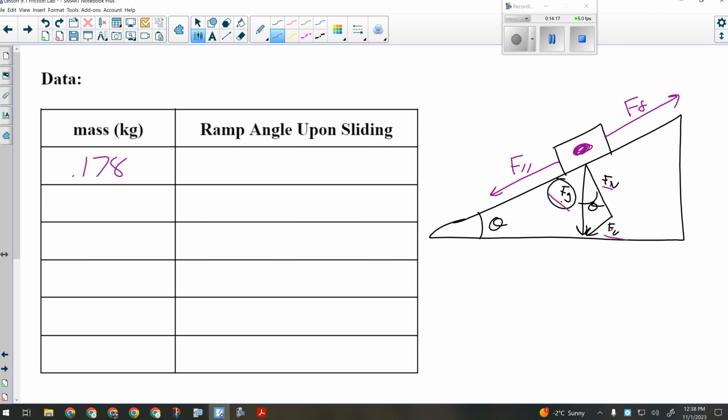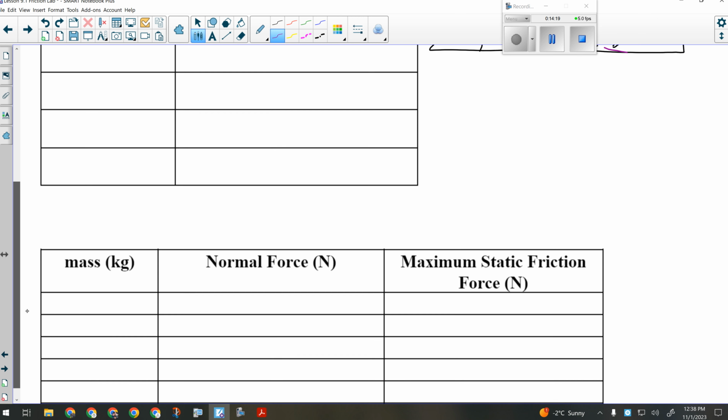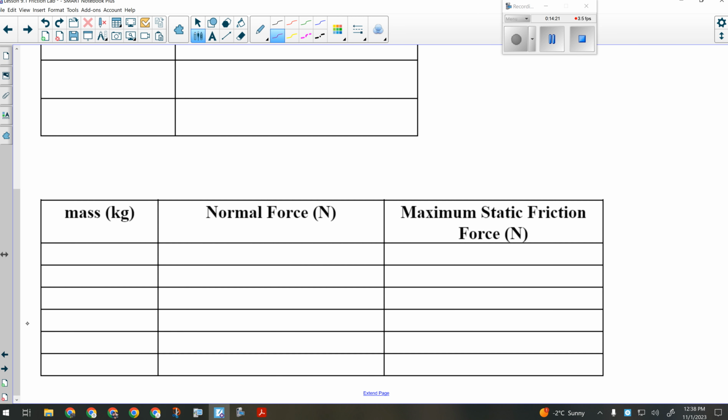So when we get to these charts, okay, you're going to calculate your normal force. Okay, remember that that's going to be force of gravity times the cos of theta. Okay, for our static friction, that's going to be force of gravity times the sine of theta, right? And those are the 2 forces you're going to graph. Now, what should you expect your graph to look like when you graph those 2 forces?